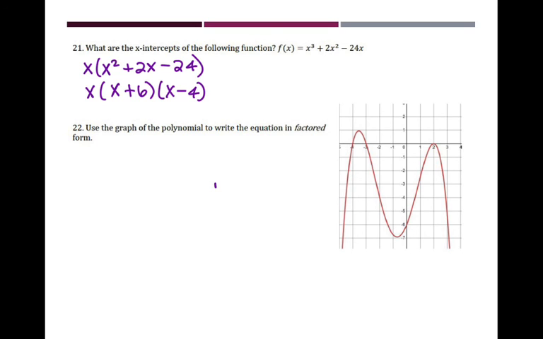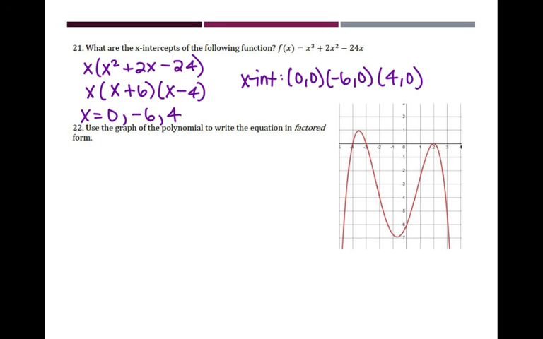So since I have 3 factors, that means I'm going to have 3 x-intercepts. So each factor is going to give me an x-intercept. For this first one, I get x equals 0. For the second one, I get x equals negative 6. And for my last factor, I get x equals 4. So that means my x-intercepts are at (0, 0), (-6, 0), and (4, 0).